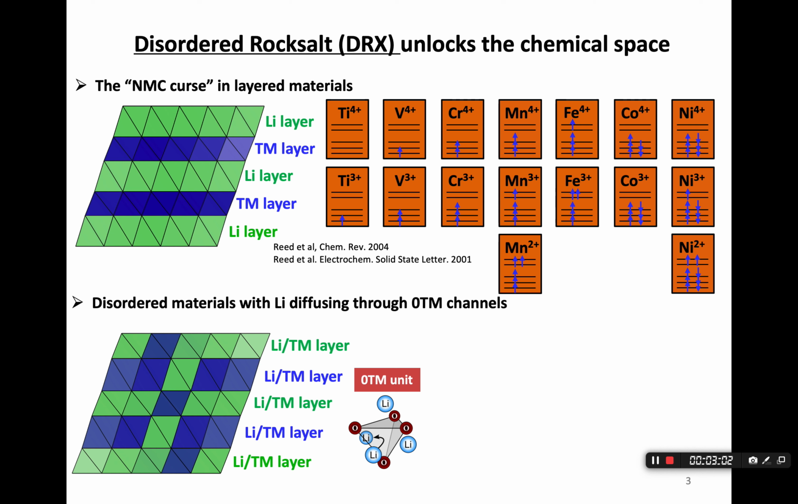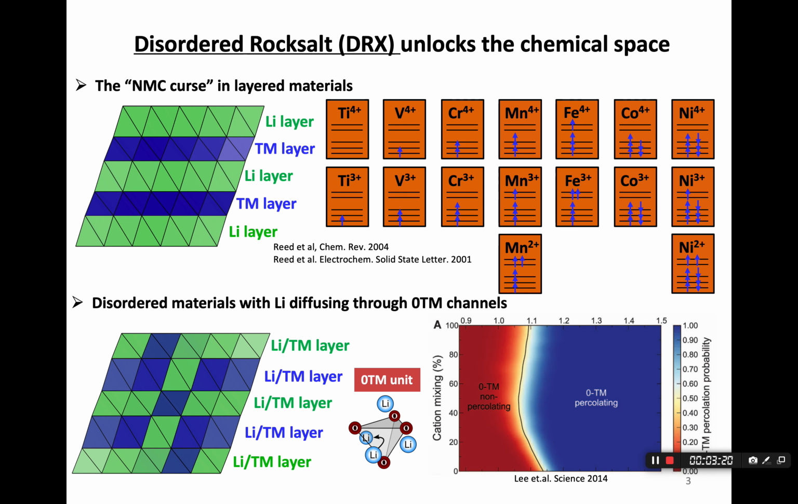It's a tetrahedron made of only lithium ions. In order to make sure this cathode material is going to work, we want to make sure that we have enough of these 0-TM units so that they can percolate through the bulk. The design strategy is very straightforward, right? Statistically, we want to increase the amount of lithium in the material so that we can have enough of these 0-TM units. So we just need to go lithium excess.